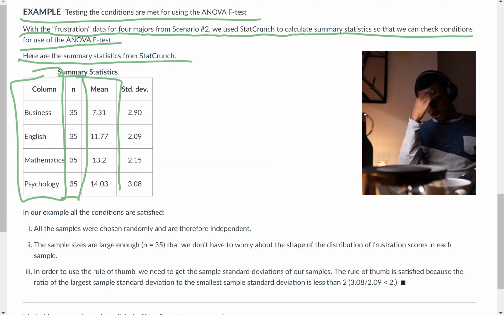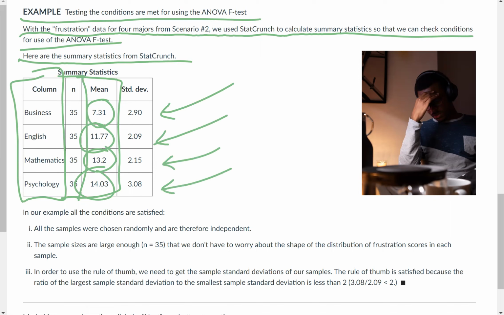And we saw the mean before. The business majors had a mean frustration level of 7.31, English 11.77, math 13.2, and psychology 14.03. Their standard deviations are, in the same order, business 2.9, English 2.09, math 2.15, psychology 3.08. In our sample, all the conditions are satisfied.